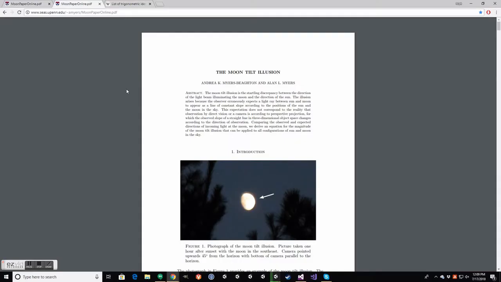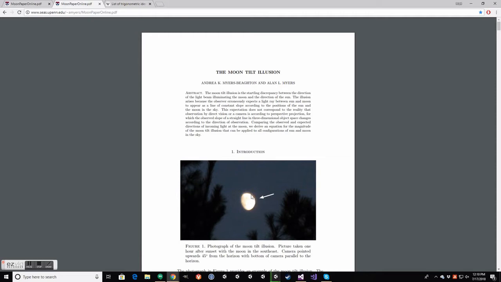So with that, let's do the math. Here's a paper right here. It's available online, where Andrea K. Myers-Beaton, sorry if I'm mispronouncing your name there, and Alan L. Myers of University of Pennsylvania have done an analytical derivation of the mathematical formula to describe this. What I'm going to look at is the apparent angle to the viewer that the moon appears to be lit from. And they have the equation all derived for us for that, and we'll go through that derivation.